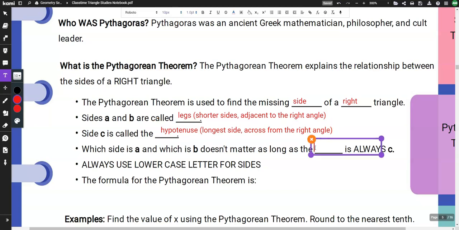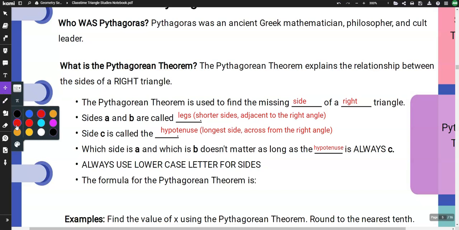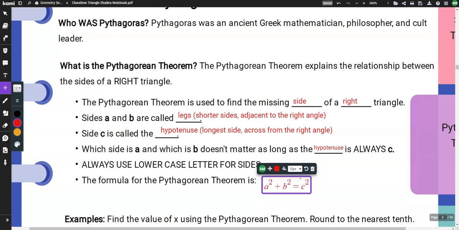Which side you choose to be A and which side you choose to be B doesn't matter, as long as the hypotenuse is always C. One thing you should keep in mind is that for this formula, you should always use lowercase letters for sides. We use uppercase letters for corners, and that is actually extremely important. The formula that we are going to use for the Pythagorean theorem is a squared plus b squared is equal to c squared, where again, A and B are the legs of the right triangle, and C is the hypotenuse.